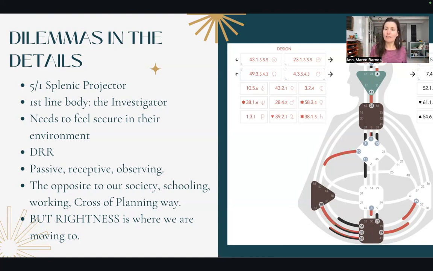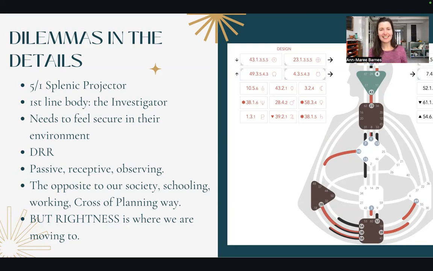Except the world is not very friendly and accommodating to receptive, observing kinds of people, because we're all out there needing to make it happen, needing to do everything. Don't sit on your ass. So this person is challenged in life because of what they're being told to do, and what they're seeing everyone else do. The success they see everyone else have is in the doing. It's being active, being strategic, and that goes against this person's design.